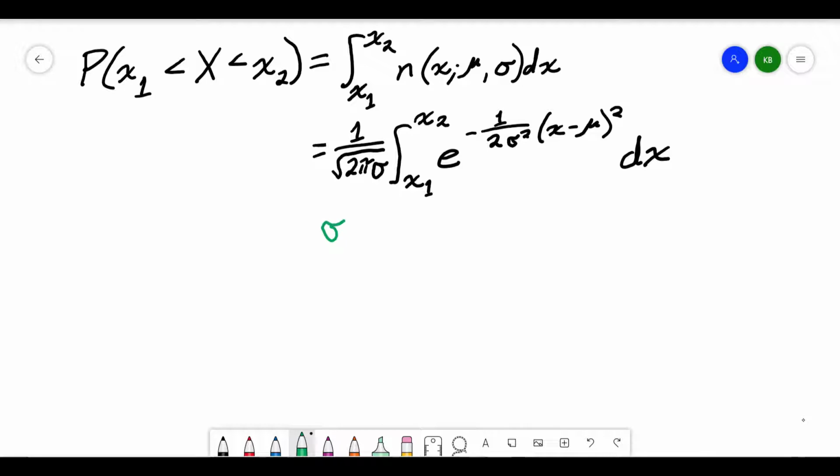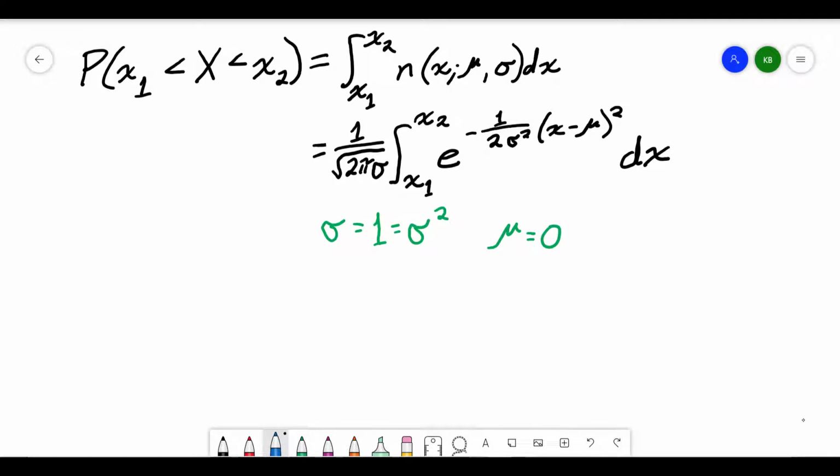But I can look at this and say, you know what would be amazing? If my standard deviation was 1, that would mean that my variance was also 1. And if my mean was 0, let's see how that changes this integral, just having those things be true.